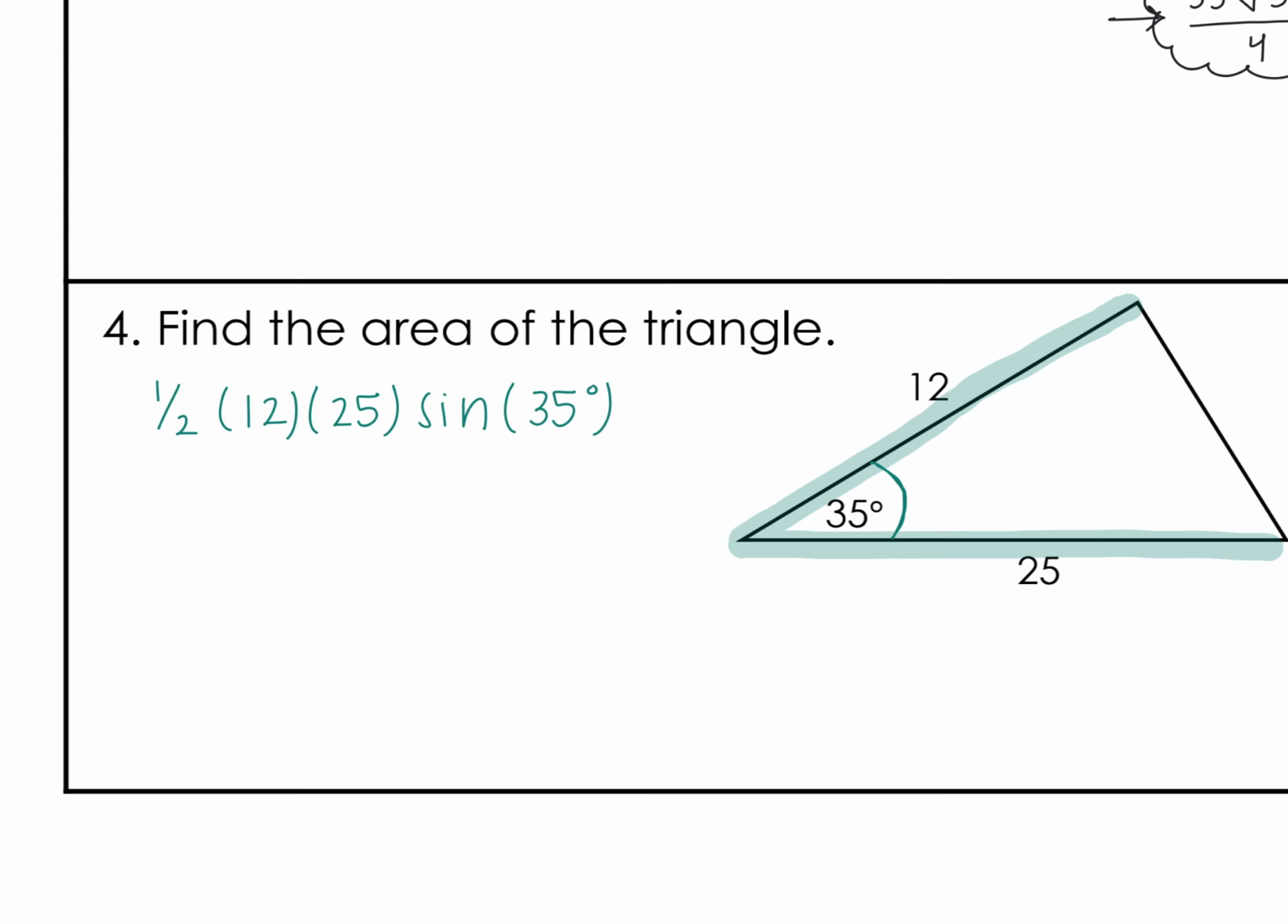Now, please do not leave your answer like this. You do need to simplify. So here I'm going to take 1/2 of 12, which will give me 6. 6 times that 25 is going to leave me with 150. And then we'll have the sine of 35 degrees. Since once again, my kids do not get to use a calculator, they have to leave that sine of 35 degrees in their answer, whereas for the other people, you might just be plugging all of that into your calculator and rounding where you need to. And since this is an area problem, we're going to go ahead and write our units squared on the end.